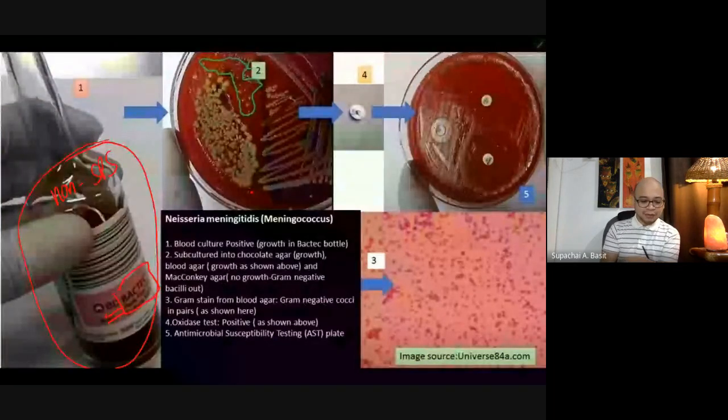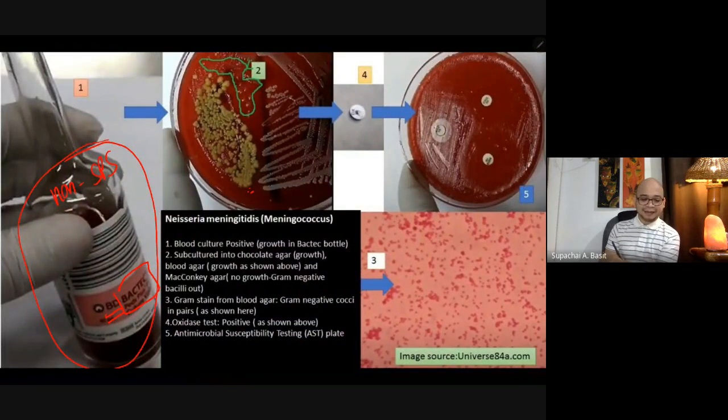Okay. So, we Gram stain from the blood agar, and you will see gram-negative cocci. And then we can also do the oxidase test. When you perform the oxidase test, it is positive, because there is blackening or purple color. And antimicrobial susceptibility testing is the last step, so that we'll be able to know which antibiotic would be best for the infection.